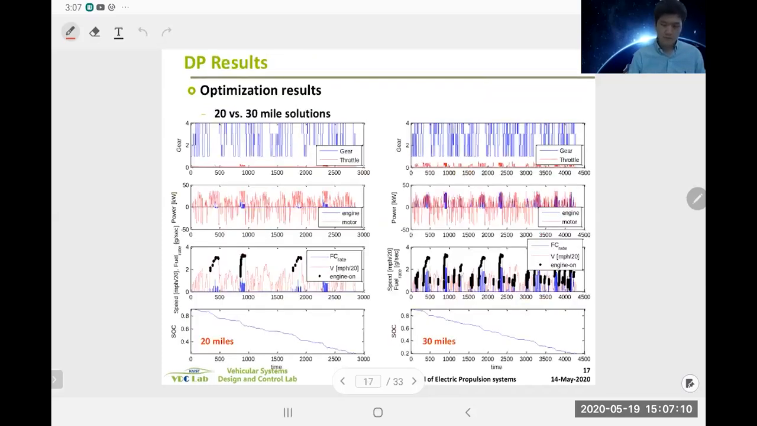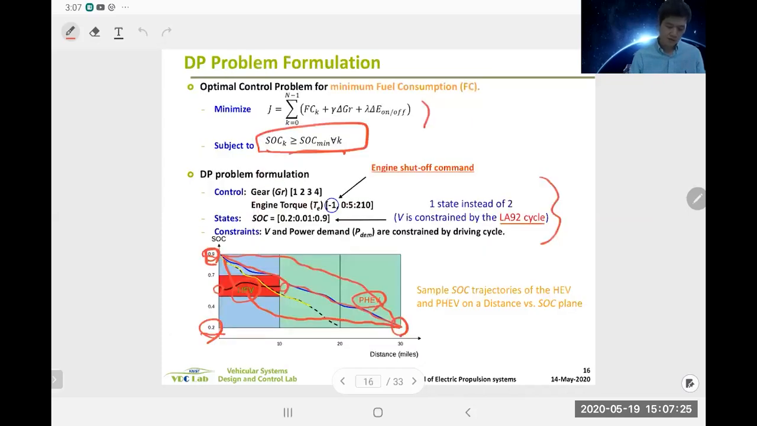So I solved it, okay? I solved it for two trip distances, 20 and 30-mile trips, because the target vehicle had an all-electric range of 20 miles, meaning that the battery can provide EV power up to 20 miles. So up to 20 miles, the optimal solution is trivial, EV mode.